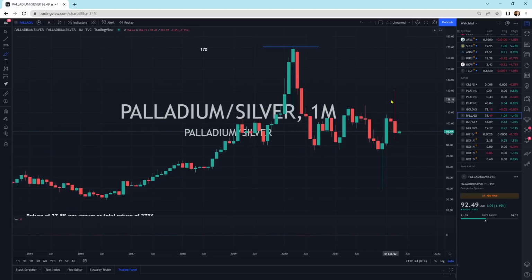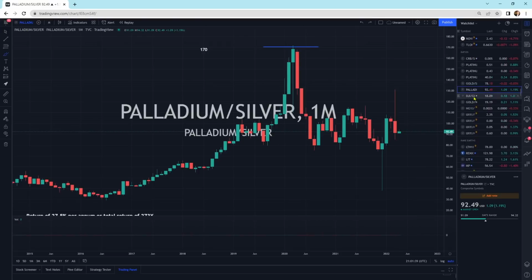The palladium to silver ratio: silver is beating palladium. I expect that to compress, which means silver will do better than palladium. I would be looking at silver or especially platinum at this time.